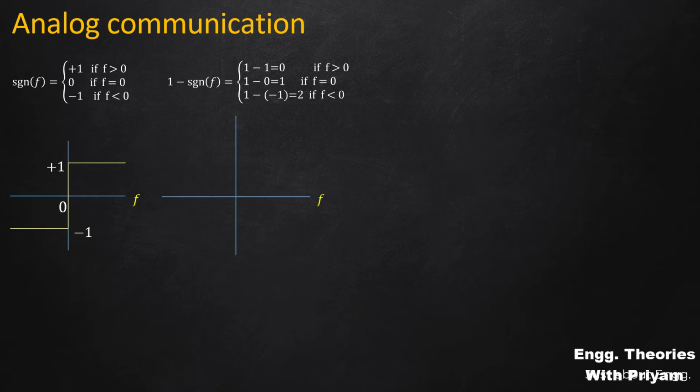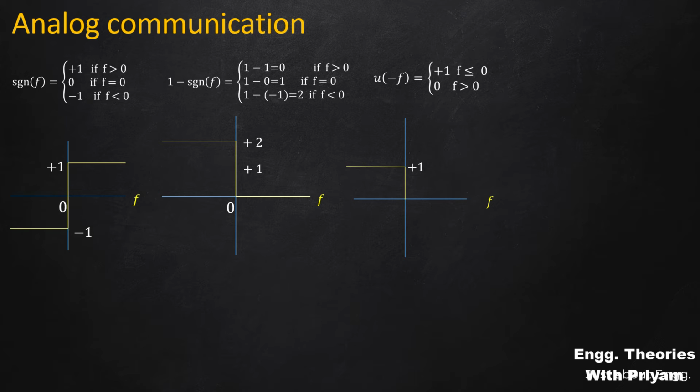So 1 minus signum of f will have the value 1 minus 1 which is equal to 0 if the frequency is greater than 0, 1 minus 0 which is equal to 1 if the frequency is equal to 0, and 1 minus minus 1 which is equal to 2 if the frequency is less than 0. And unit step function in the frequency domain u of minus f has the value of plus 1 if the frequency is less than or equal to 0, and it has the value of 0 when the frequency is greater than 0. This is basically the reversal of the unit step function u of f in the frequency domain, which we have seen in the case of capital M plus of f.